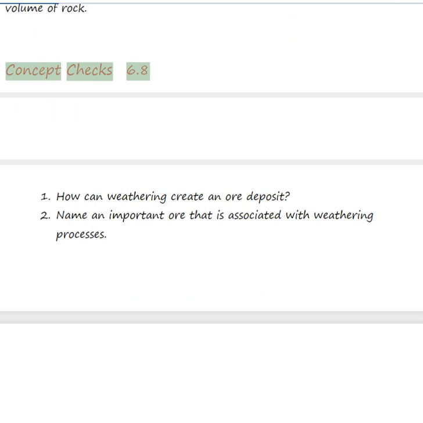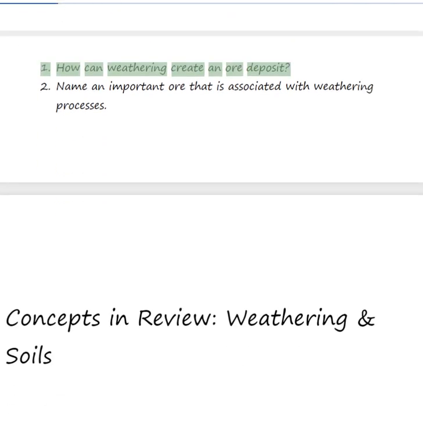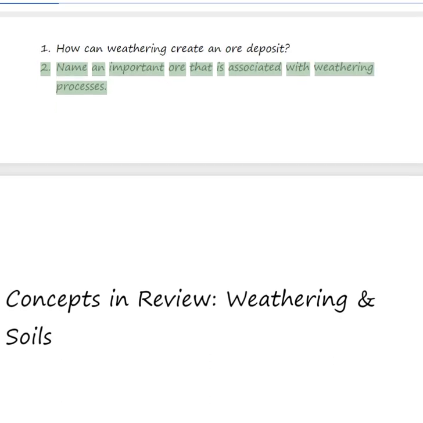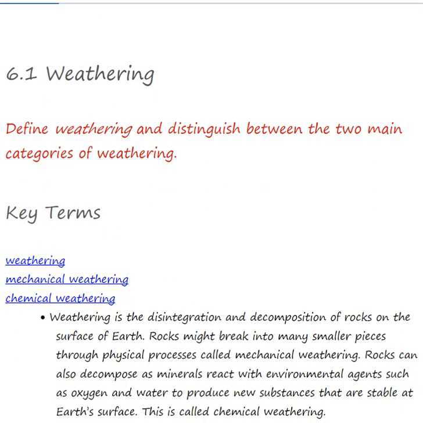Concept checks 6.8. 1. How can weathering create an ore deposit? 2. Name an important ore that is associated with weathering processes. Concepts in review: weathering and soils.